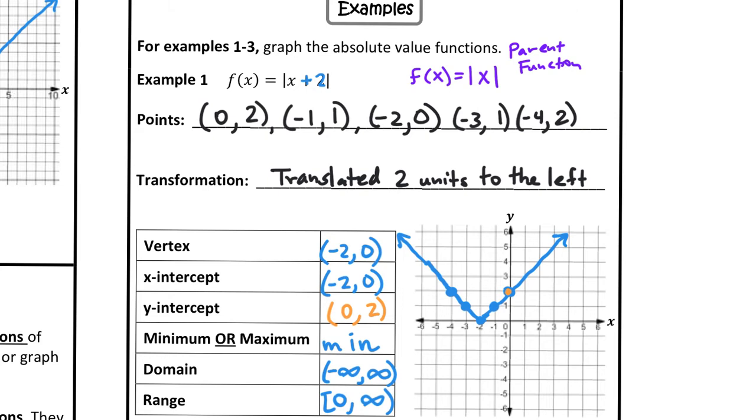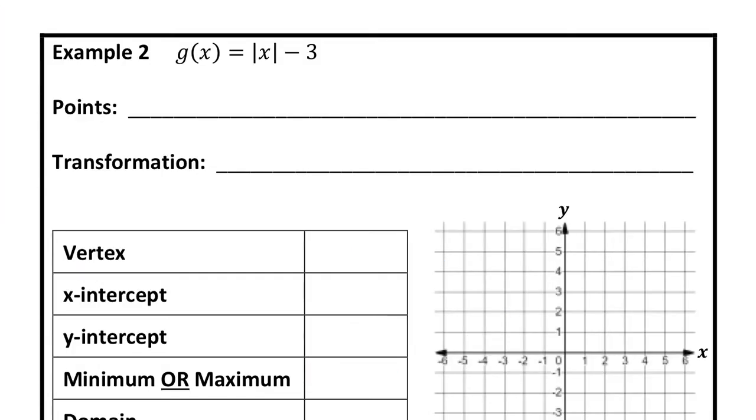All right. Now let's switch over to example 2. All right, example 2. What's happening here? Now we're subtracting. There's a subtraction of 3. So it's still the absolute value, but it's minus 3.